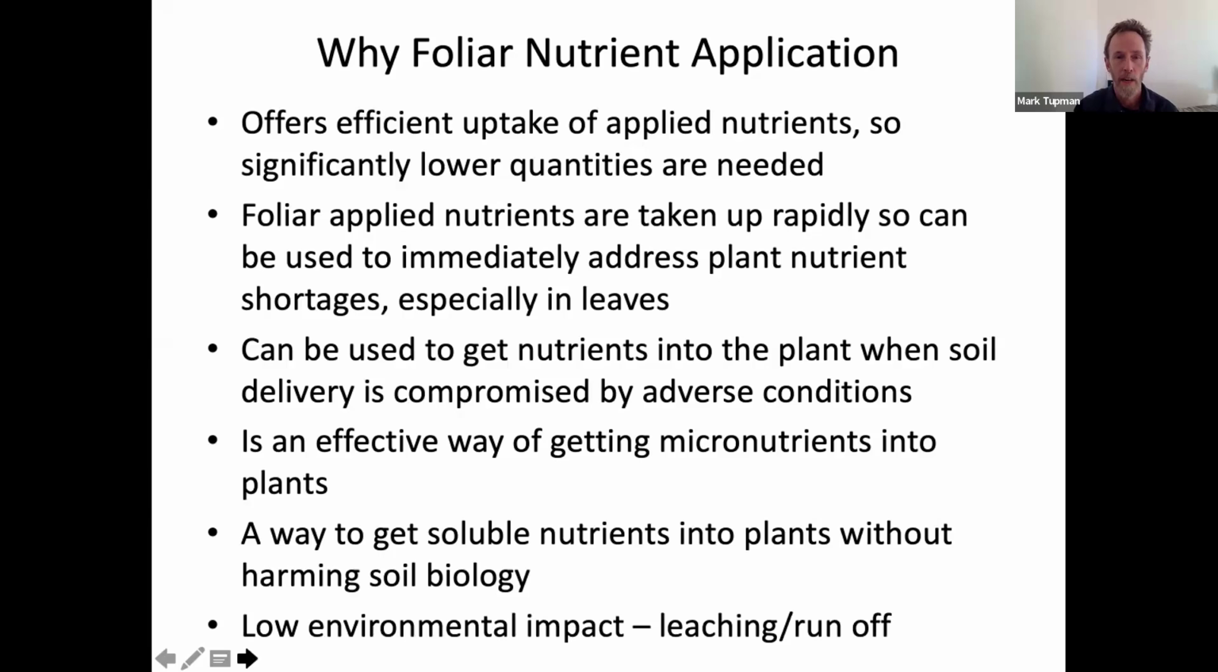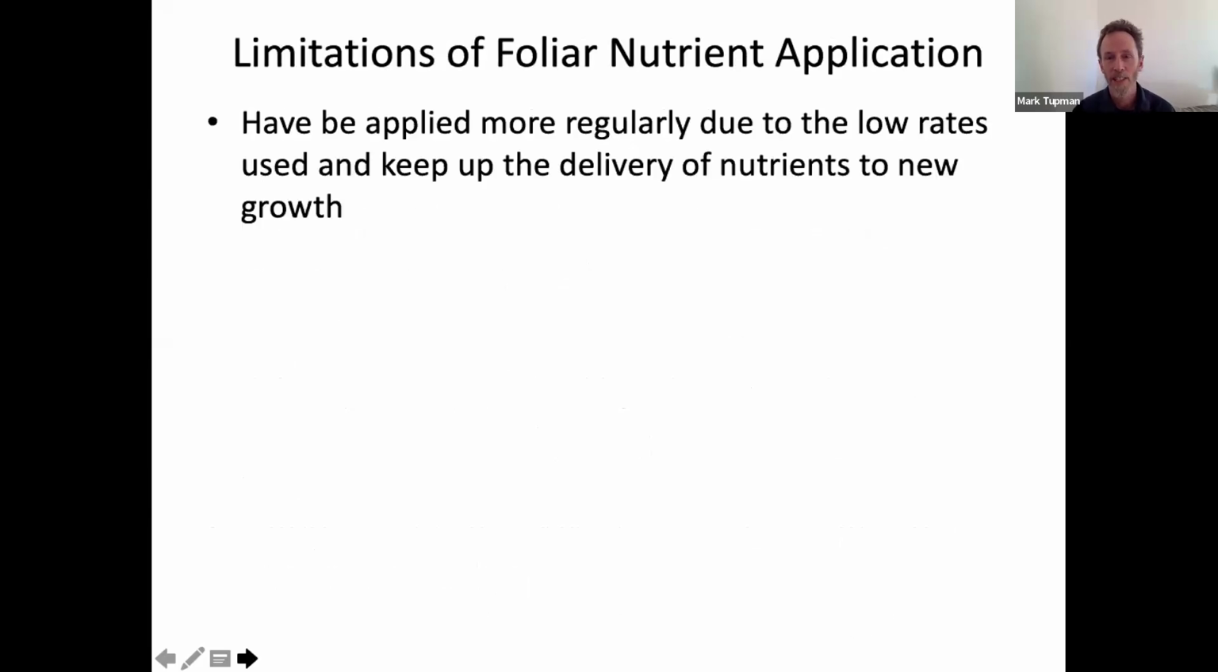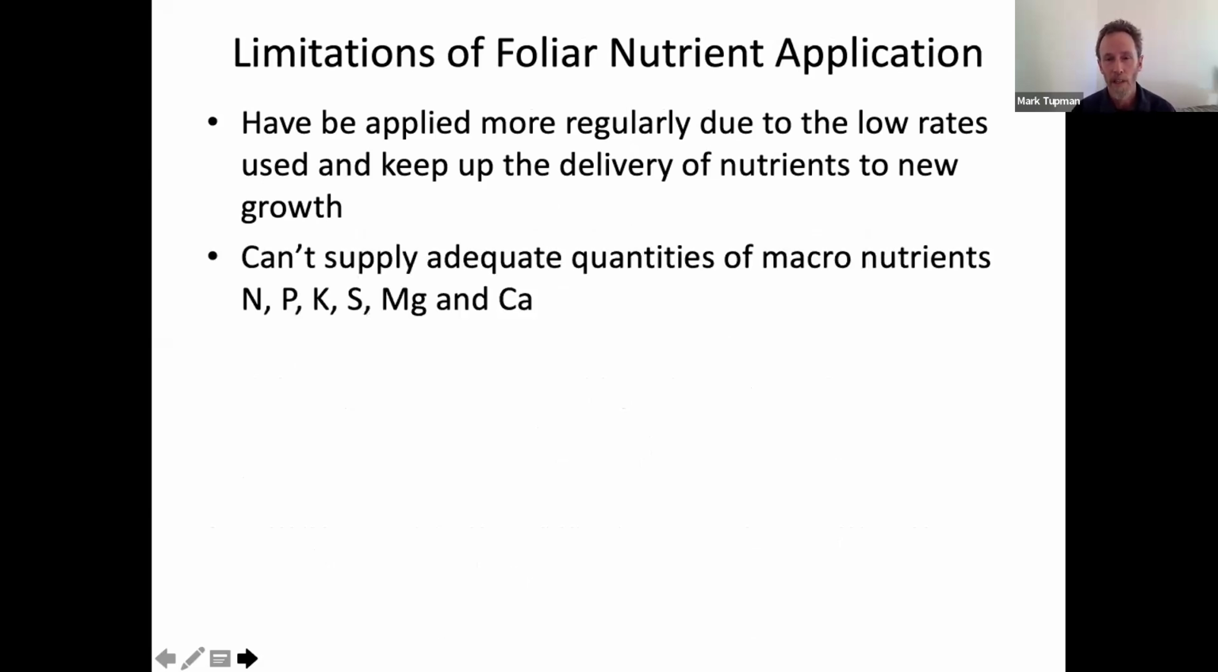There are, however, some limitations. Because you're using low rates, you have to apply them more regularly. As new growth comes on that hasn't been hit by a foliar, that's going to need another follow-up, especially when the nutrients are not plant mobile. They can't get into the new leaves that grow from the old leaves, so you have to keep topping them up. Because you're only doing small doses at a time, you can't put adequate quantities of the macronutrients on there.